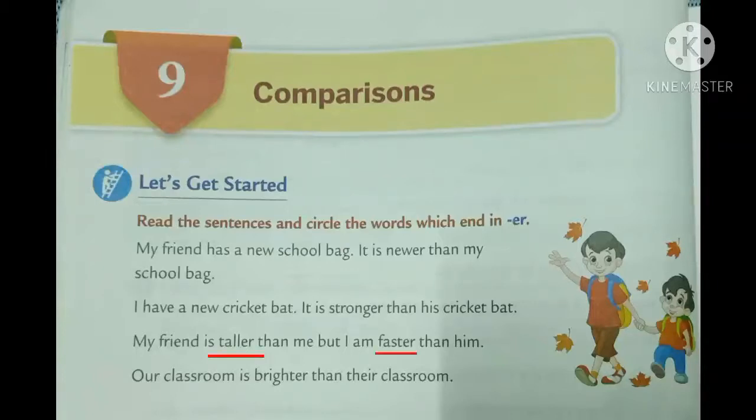Yes, taller and faster. So both the words end in ER, right? So you have to circle the two words, taller and faster. See the next one. Our classroom is brighter than their classroom. So which word are you going to circle over here, children? Brighter, right? Okay, because brighter ends in ER.